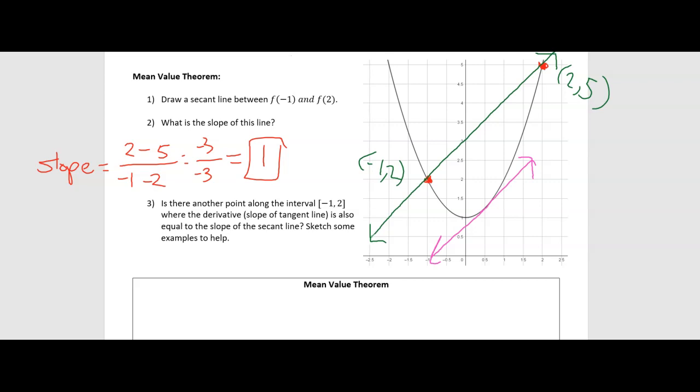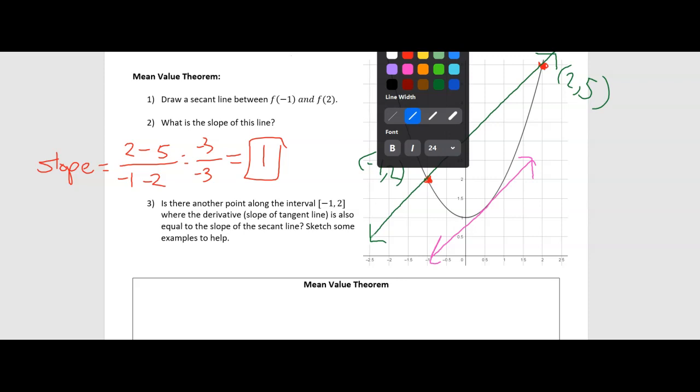Again, think about mean, right? It means average. So this theorem, it's an existence theorem. It's saying that there is going to exist a tangent line that has the same slope, or the same value, as the average rate of change of the function over the given interval.